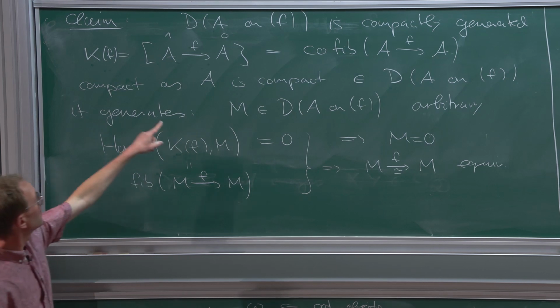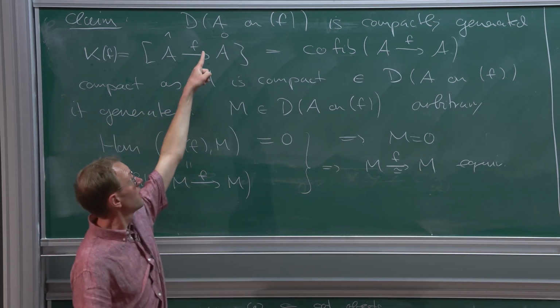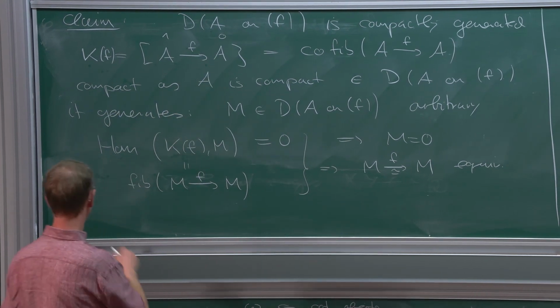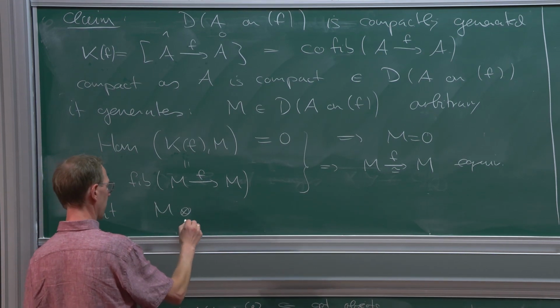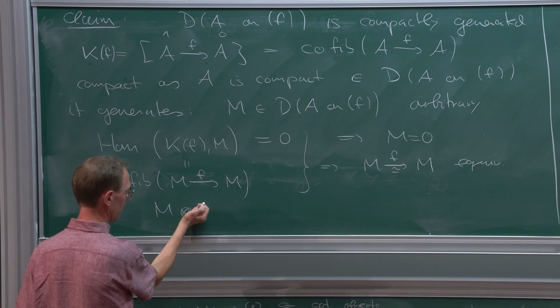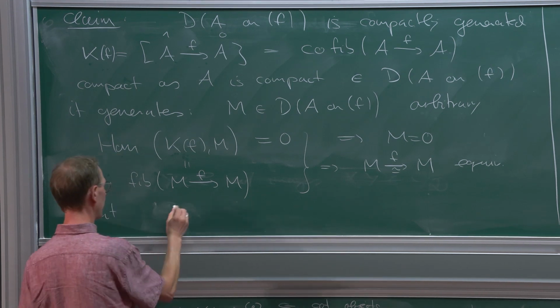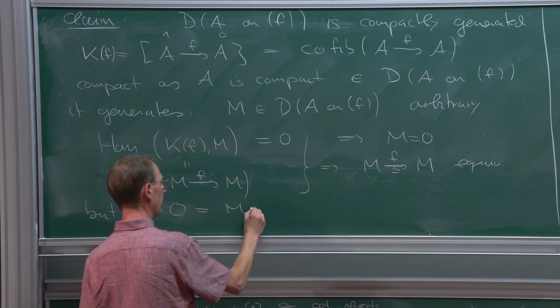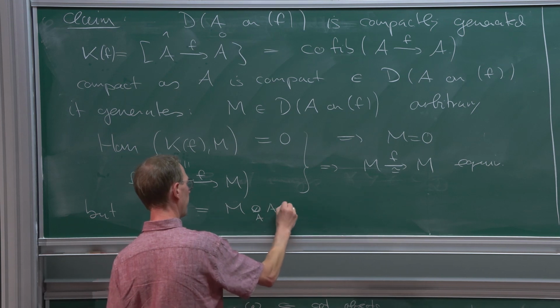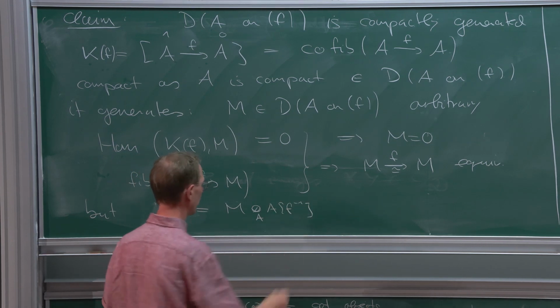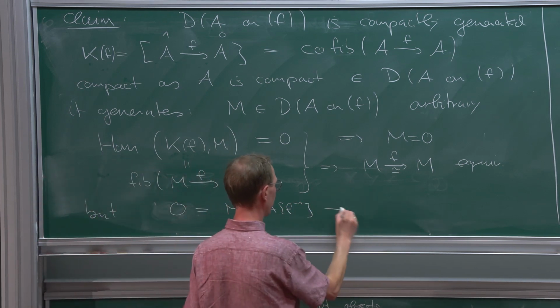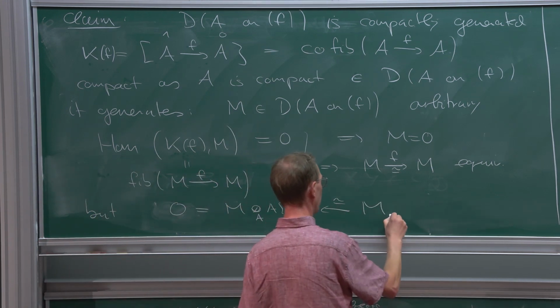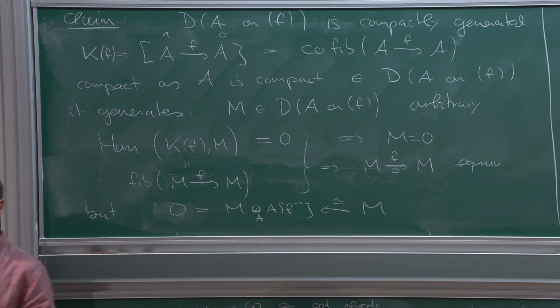But on the other hand, the condition was that M is in this kernel here. So which means that the localization of M, how do I write this? Let me start here. The localization of M, so this vanishes by assumption on M. But by this condition, this is of course equivalent to M itself. So we see that M is 0. So we have proven this compact generation.